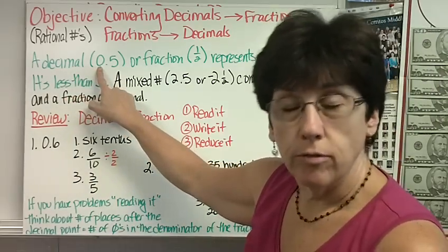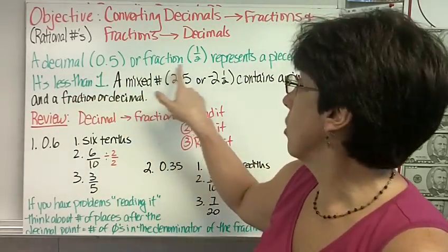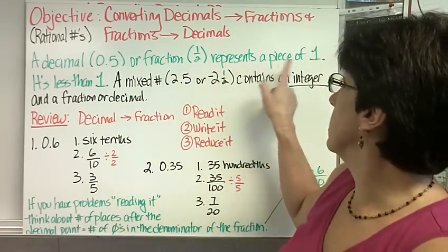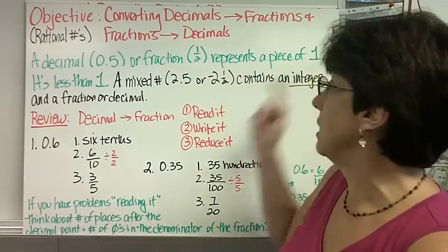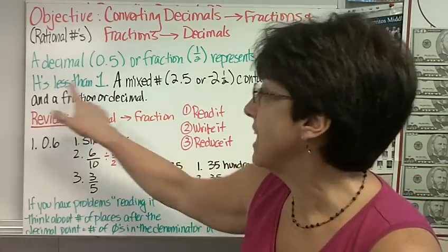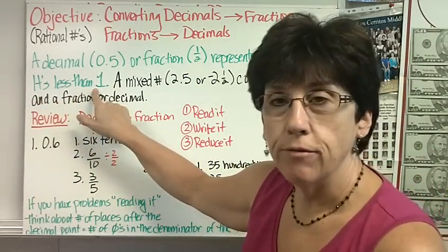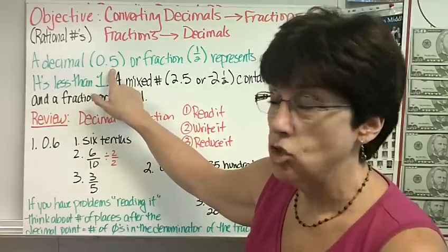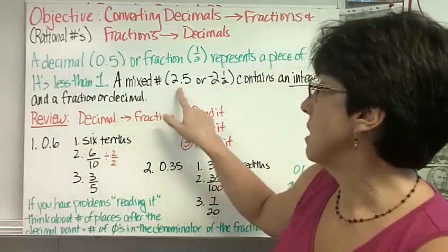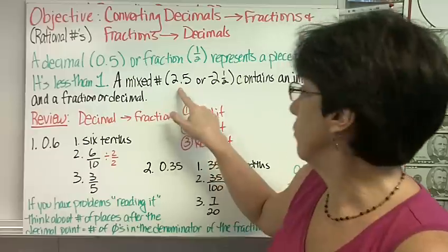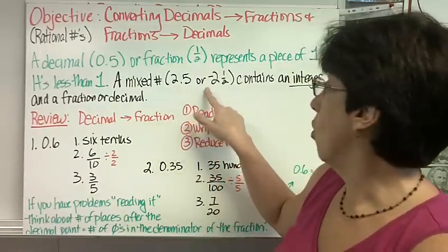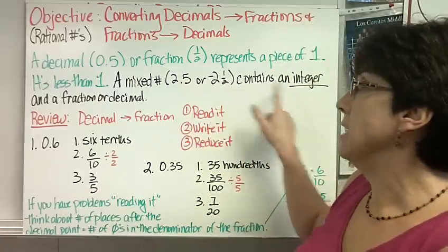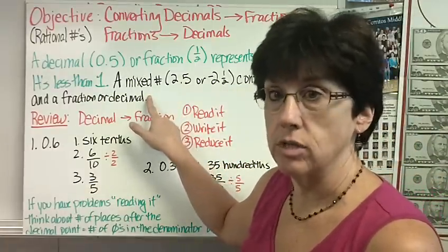A decimal, for example, 0.5, or a fraction, for example, 1/2, represents a piece of a whole, all right? It's less than one. If you have 50 cents, which this looks almost like 50 cents, that's less than $1. Okay, a mixed number, 2.5, or 2 5/10, or -2 1/2, contains an integer and a fraction or a decimal.